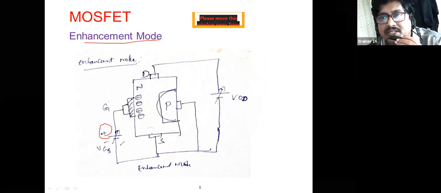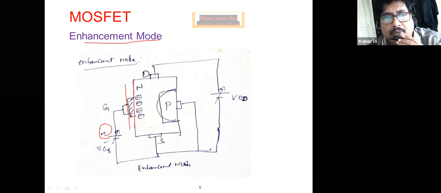When you increase this gate to source voltage, this is one plate, and this is another plate. In between these two plates, dielectric is there, that is insulator silicon dioxide. One side of the plate is positive, so the other side of the plate automatically develops negative charge, the electrons. And this side is the N type.